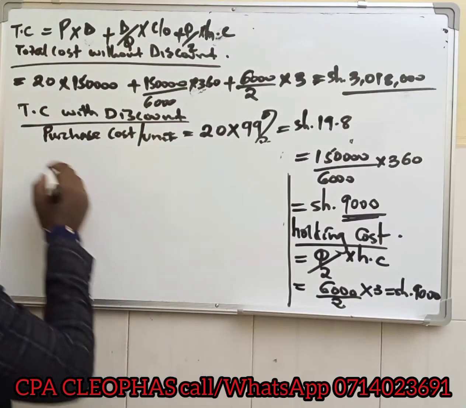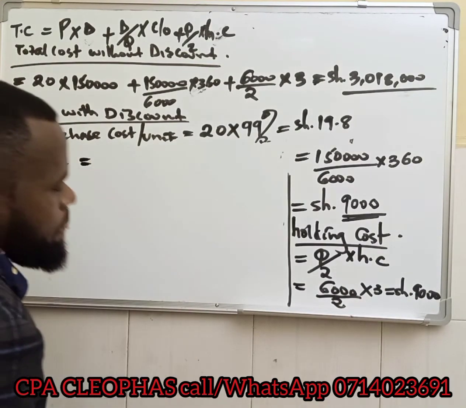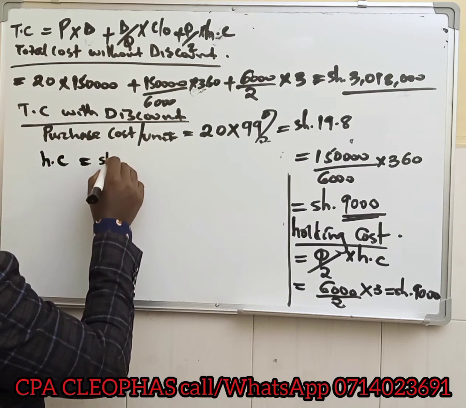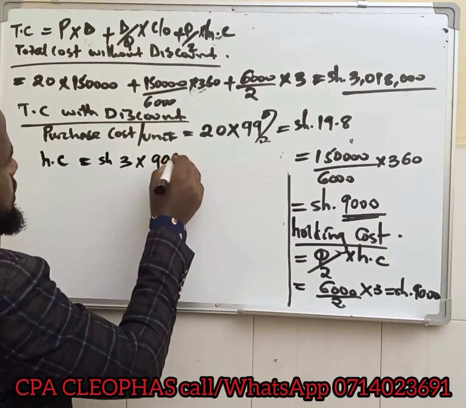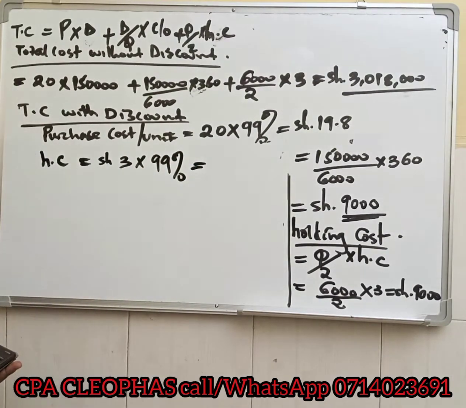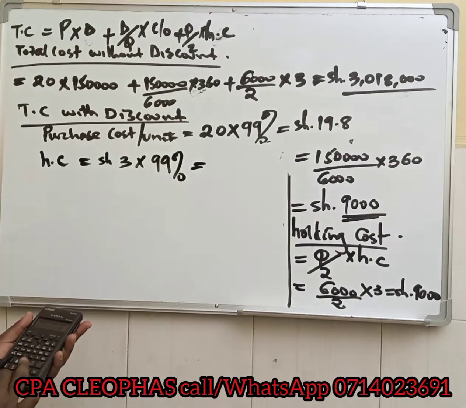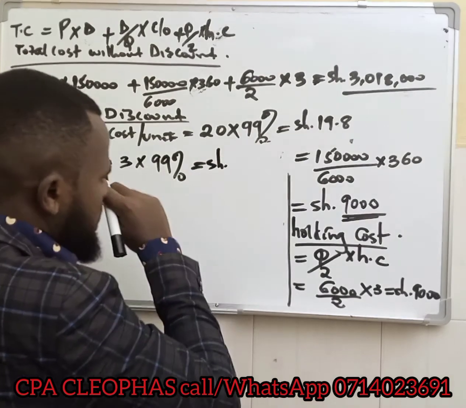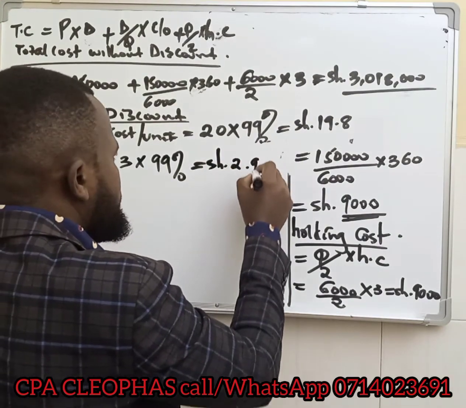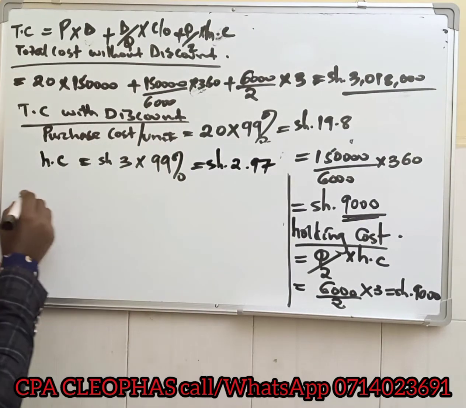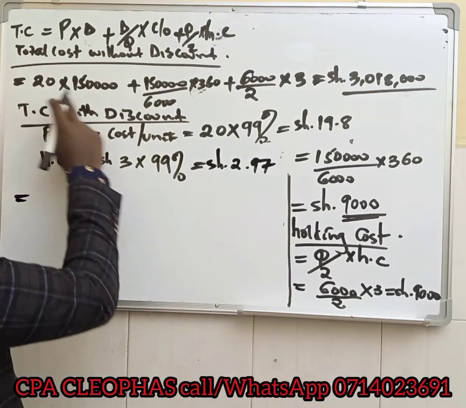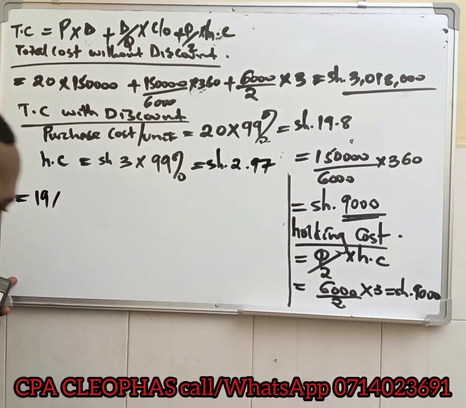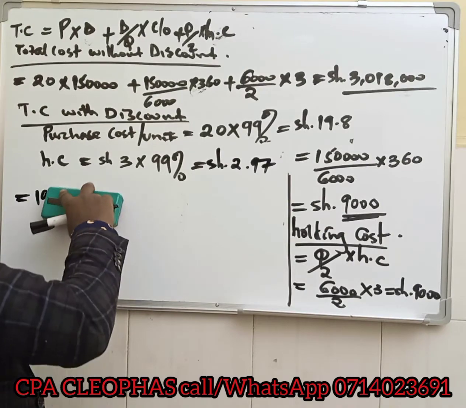Then the holding cost is also affected by the discount. The holding cost was 3 shillings, so it will be 3 times 99%. So we need to get our new holding cost: 3 times 0.99 is 2.97. So the carrying cost shall now be 2.97. Now let's get the total cost. The purchase cost, instead of 20, with the discount is 19.8.